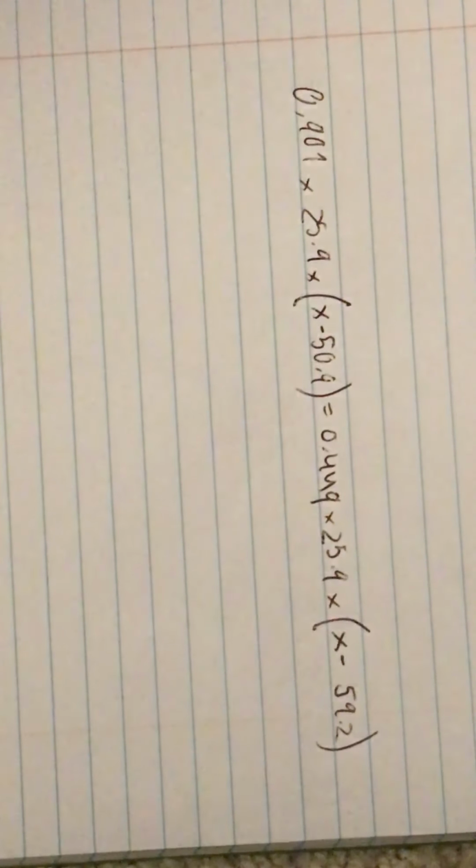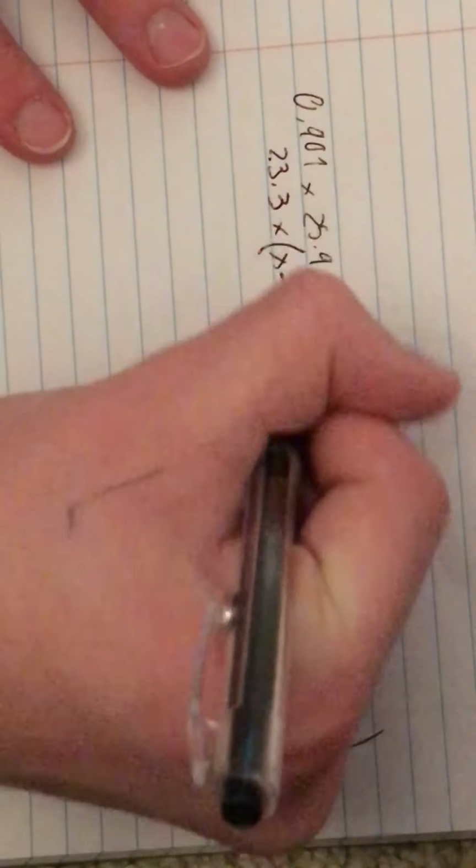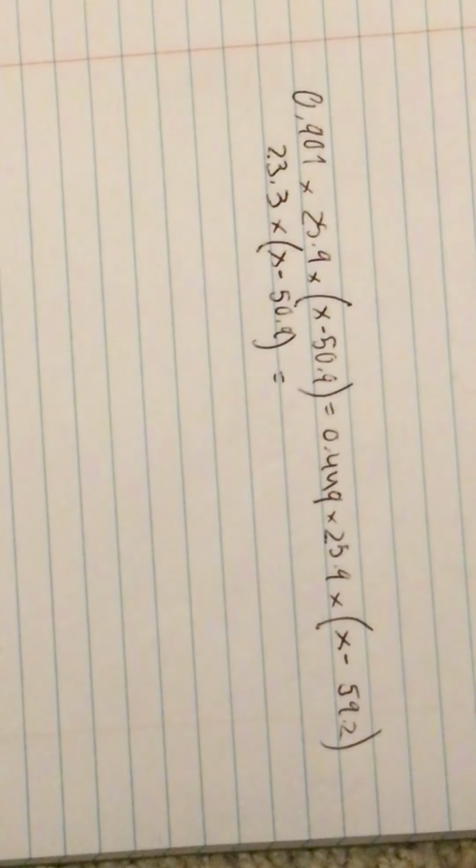All right, so that's going to give me 23.3 times this X minus 50.9. I'm going to do the same thing on the right side, 0.449 times 25.9.